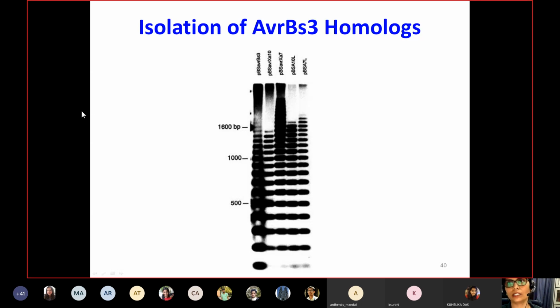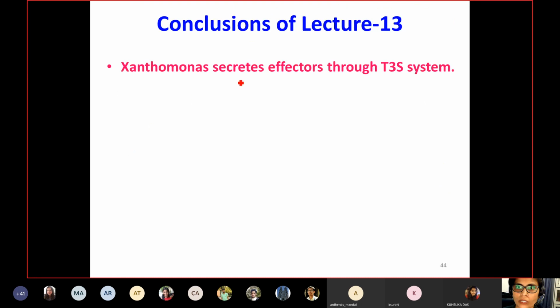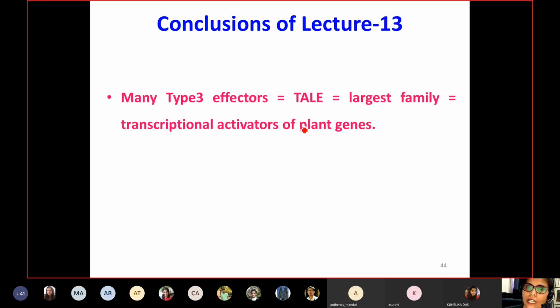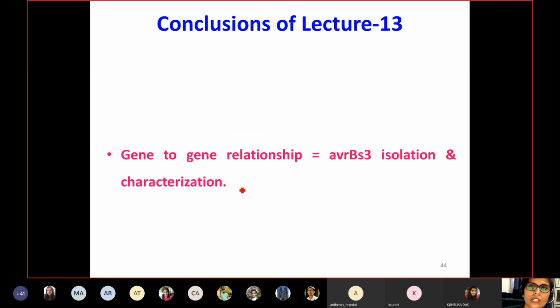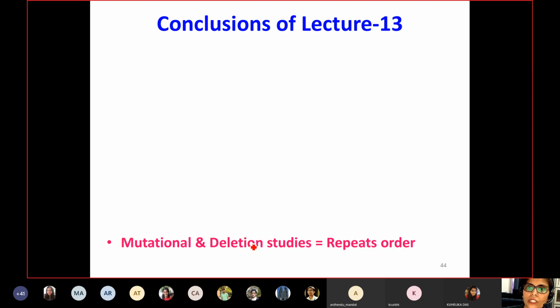The gene is cloned, and we have seen this cloning, and I will just do one slide. There were a lot of things. First we saw how it is secreted. There were no signals. Then the tail is the largest transcription activator, and then we saw so much on the gene to gene relationship, and we will see tomorrow in the next lecture how the homologs were generated, and then mutational studies on homolog repeat order.